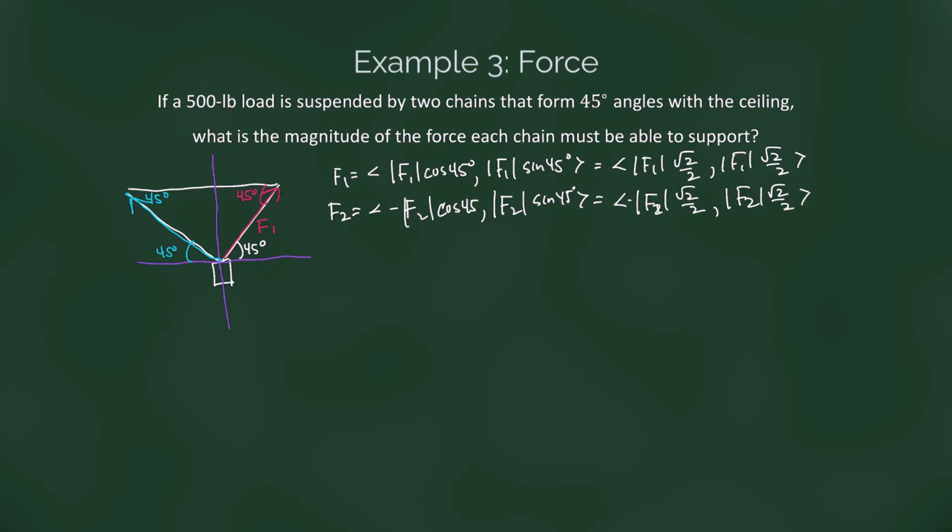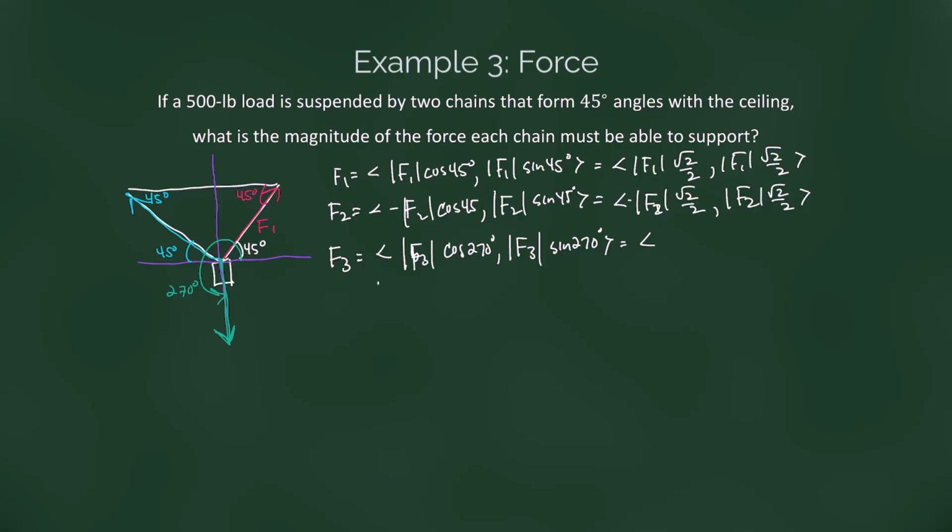Our third force is the downward force created by the object itself. That makes a 270-degree angle, so our third force, we'll call that F3. F3 is going to be the vector: the magnitude of F3 times the cosine of 270, the magnitude of F3 times the sine of 270.